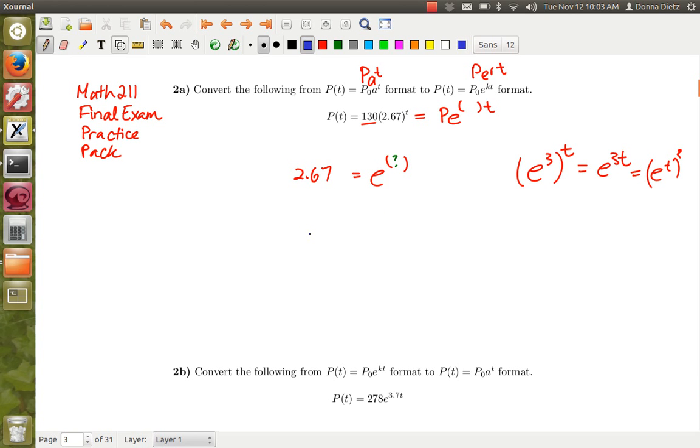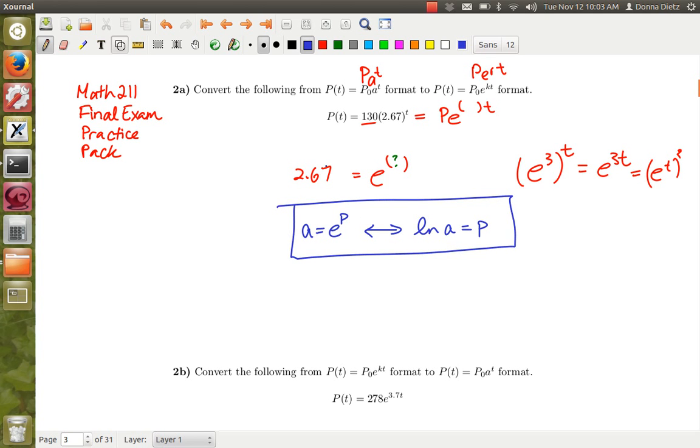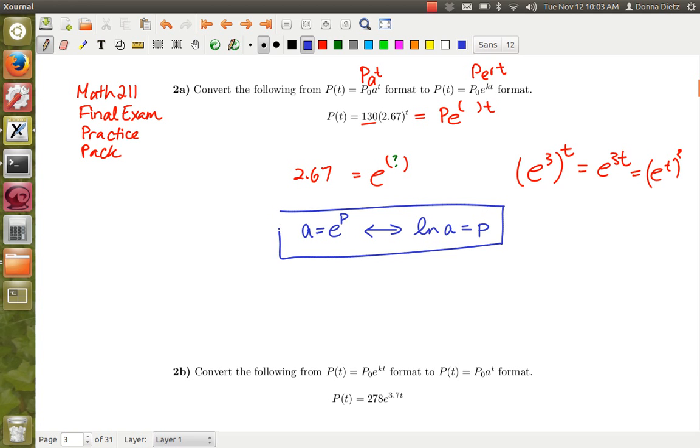Anytime you have A is equal to e to the P, this is identical to saying natural log of A equals P. It's just a definition, so it's not meant to be profound or weird. I'm sorry I can't get that box to draw nicely.